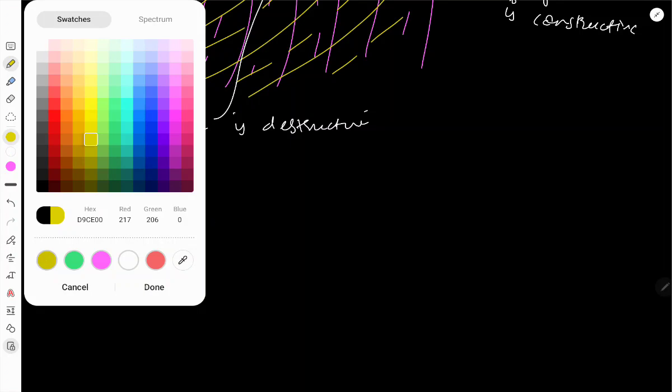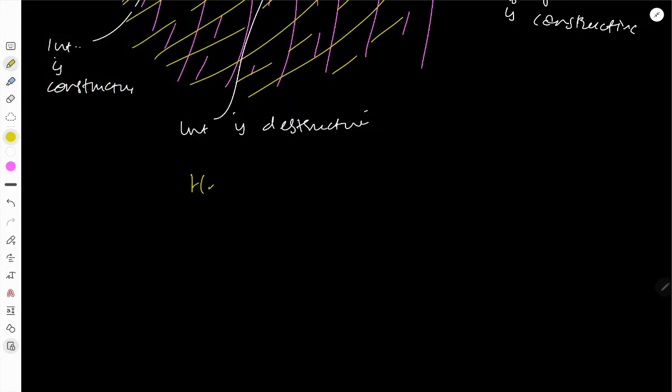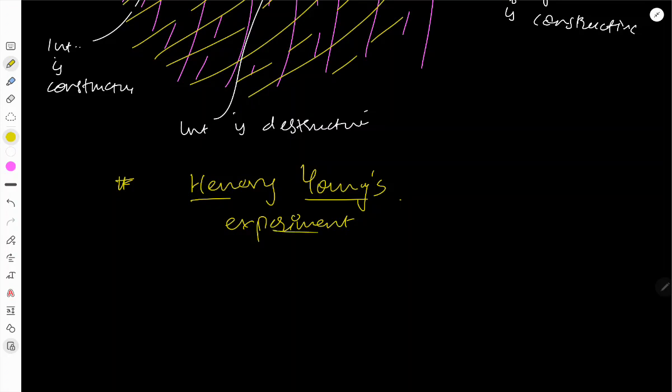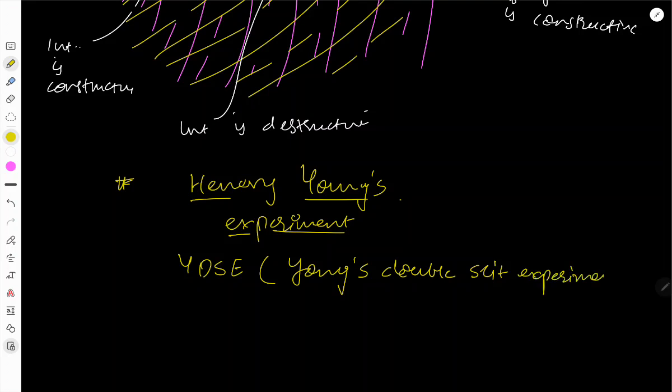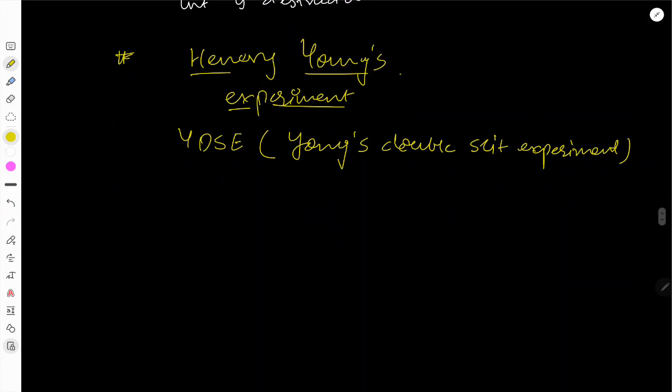So there was this brilliant scientist called Thomas Young, and he did a wonderful experiment that is also called YDSE, Young's double slit experiment. This was one of the revolutionary experiments that was performed in the lab in the 19th century, that settled the debate that light was a wave at that time.